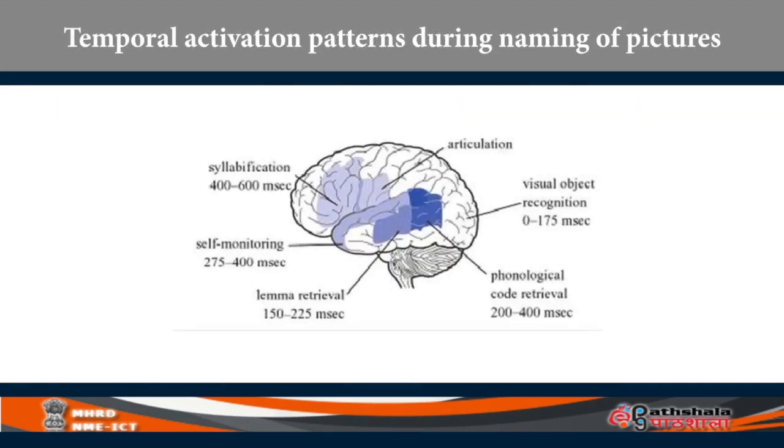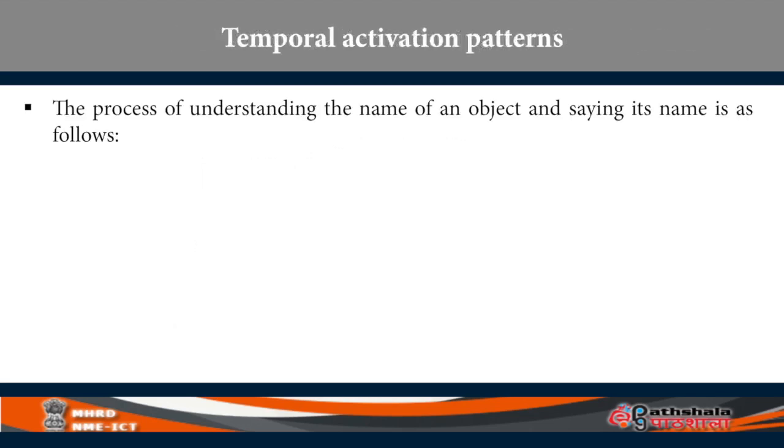So see the picture on the screen. This is a picture of temporal activation patterns when you are asked to name a picture. You are shown a picture and you are trying to name it; what happens in your brain is what is shown. Let me summarize the activities. You look at the picture, listen to the patterns.